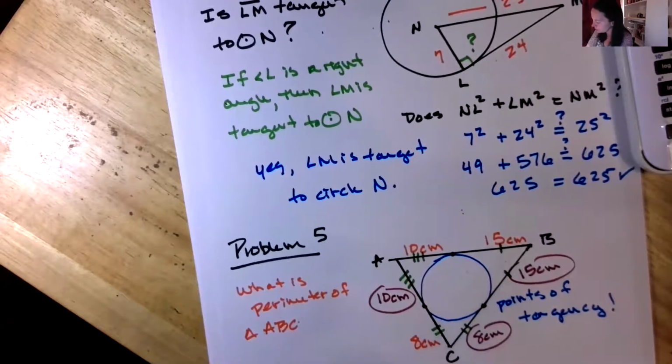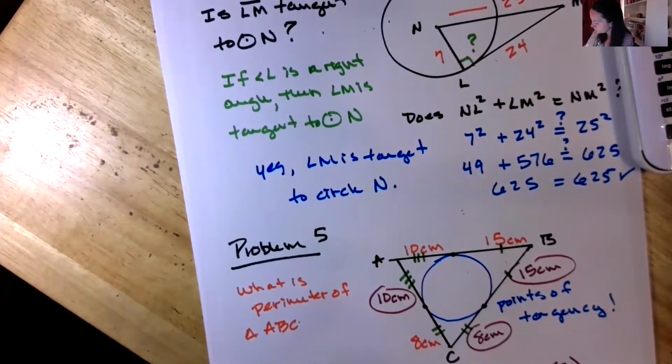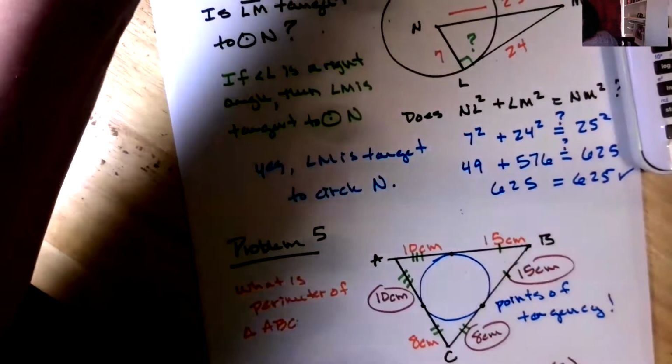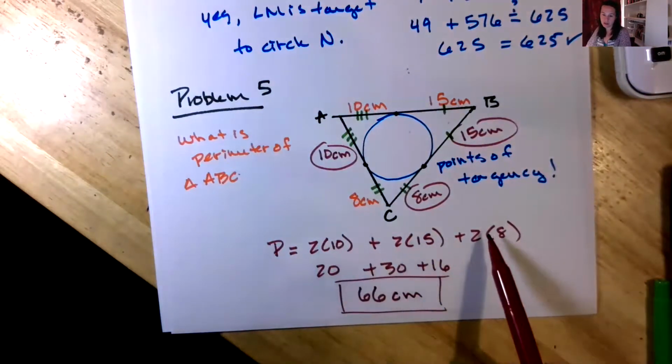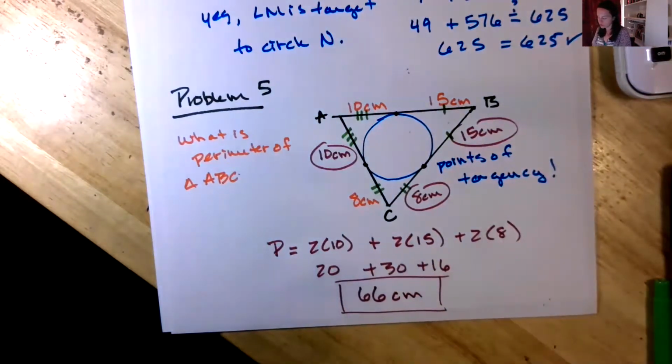Which means that our perimeter is going to be equal to 2 times 10 plus 2 times 15 plus 2 times 8. 20 plus 30 plus 16 is 66 centimeters. Oh, you can't see that work. I'm sorry. There. 2 times 10, 2 times 15, 2 times 8 is equal to 66 centimeters.